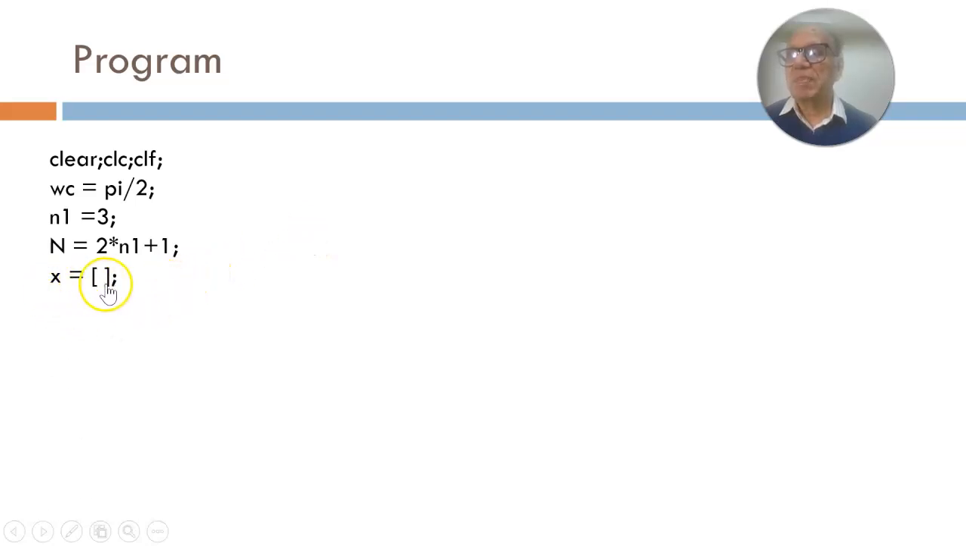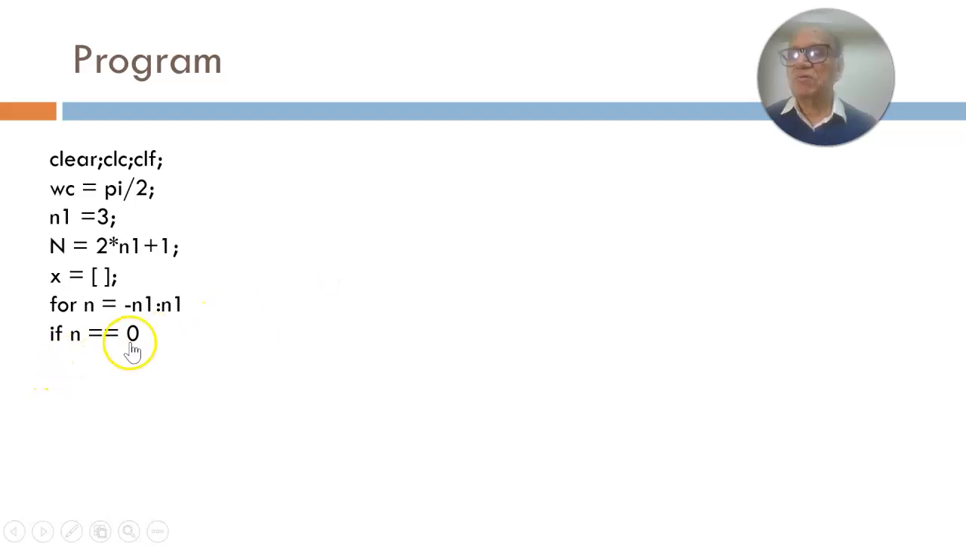Now initially x holds a null. What we are going to do is to go on calculating and putting the values for the coefficients in this array. So initially we start with the null. Then we set up our for loop, which is from minus n1 to plus n1. So it starts from minus 3, minus 2, minus 1, 0, 1, 2, 3, etc. For that we set up the for loop.